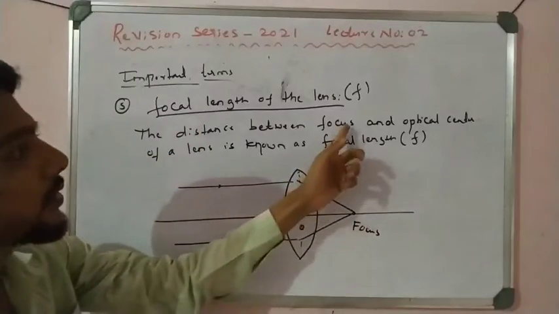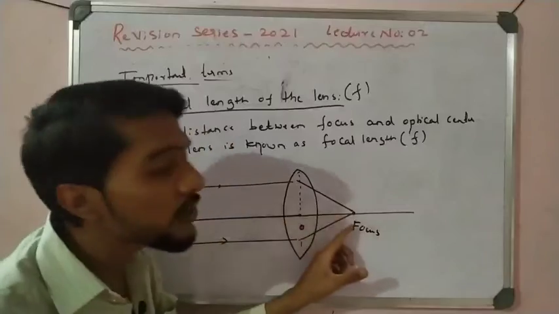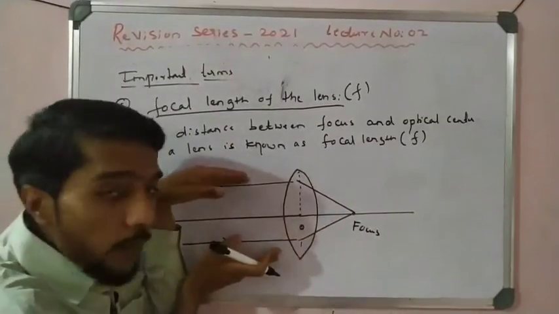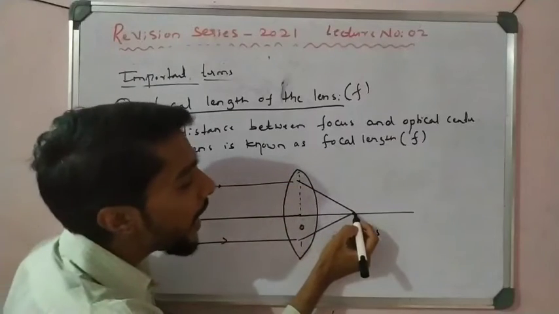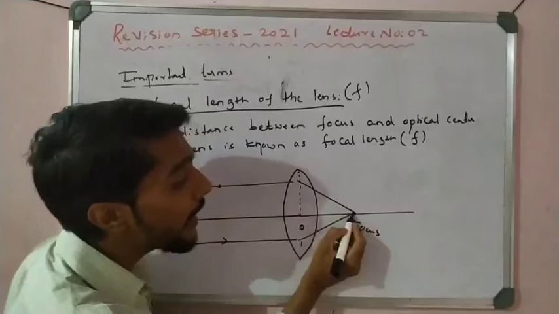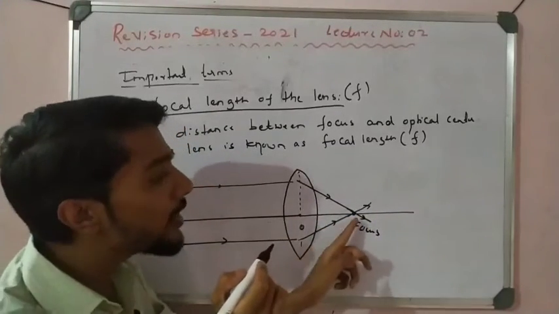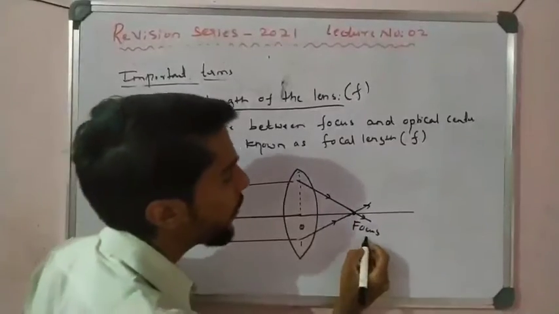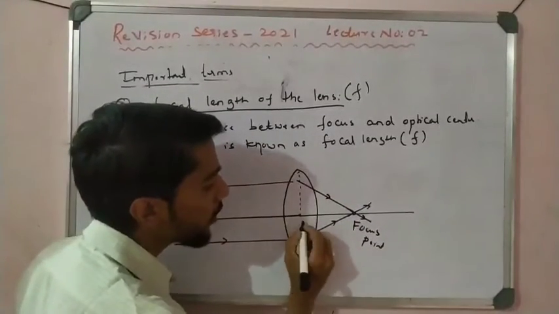This is called the focus, where the parallel beam of light is concentrated after refraction. When a beam of light is parallel to the principal axis, after refraction, the rays intersect at a point, like that, and that point is called a focus point. This is the focus point, and here it is the optical center.